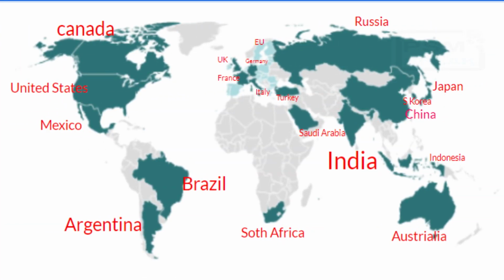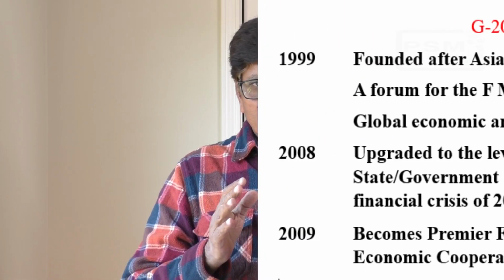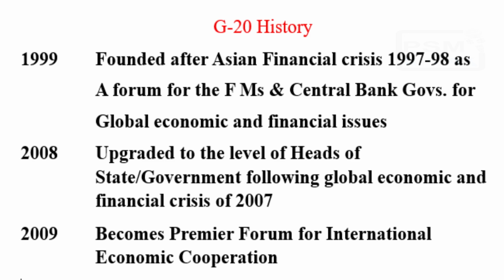Now coming to the history, origin and evolution of G20. It was founded in 1999 following the Asian financial crisis. The 20 members came together at finance minister level and the governors of the central banks, central banks like our Reserve Bank of India, to discuss global economic and financial issues.